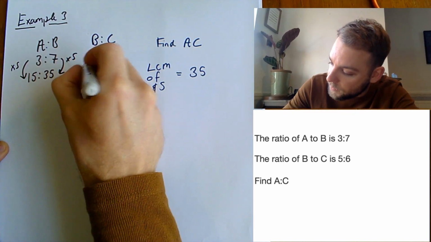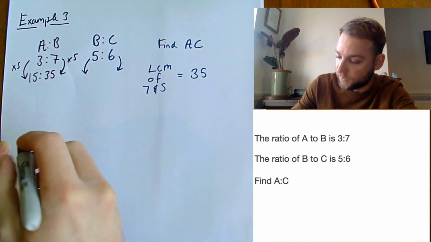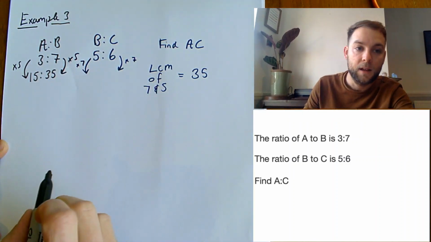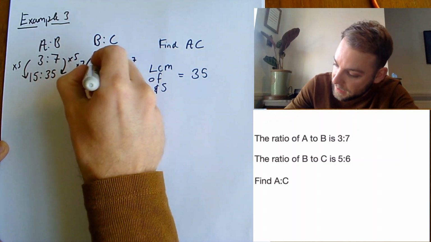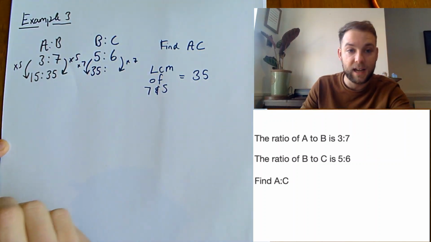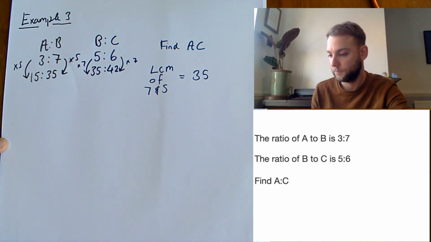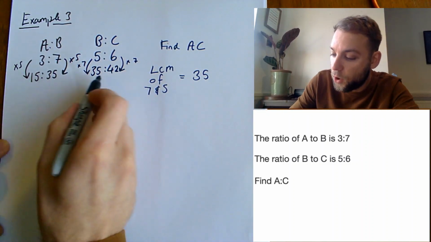What do I need to times this one by to make this 35? Well, this one here I'm going to times by 7 and times by 7. 5 times by 7 again is 35. 6 times by 7 is equal to 42. And then you've got this B the same.